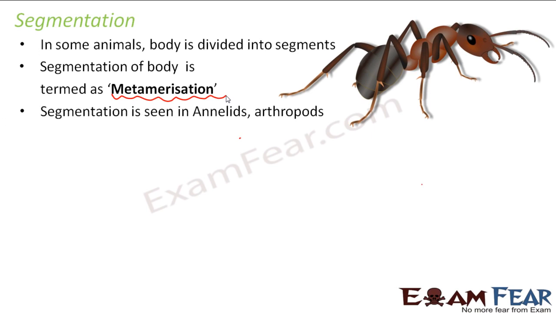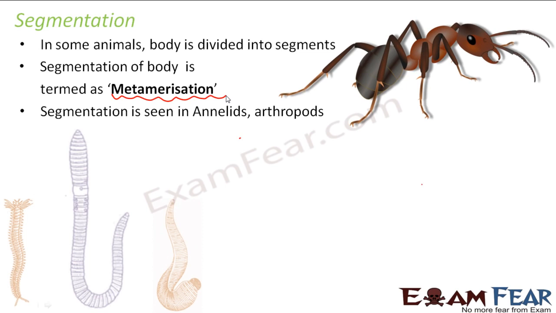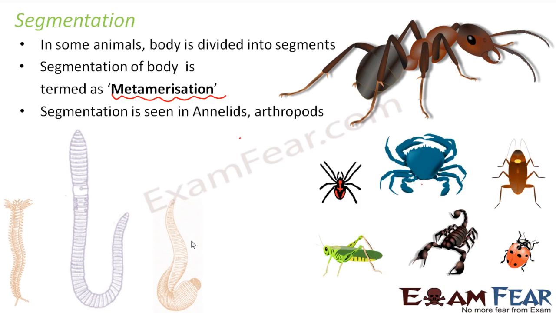Where do we see this kind of segmentation? It is seen in annelids and arthropods. Annelids like earthworms, nereis and leech all fall under the category of annelids. Here their body is divided into small segments, which are ring-like structures. Each segment will have a specific function. In annelids, mostly these segments help in locomotion.